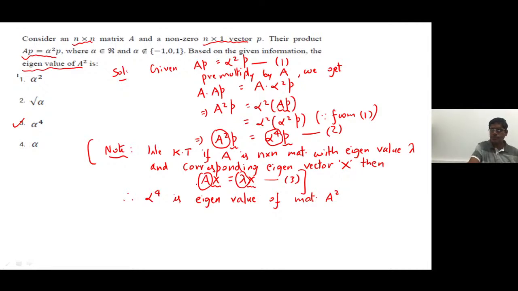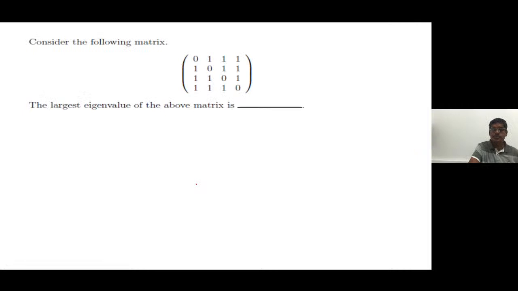Okay, moving to the next question. This is a computer science stream question. Consider the following 4 by 4 matrix: 0, 1, 1, 1; 1, 0, 1, 1; 1, 1, 0, 1; 1, 1, 1, 0. The largest eigenvalue of the above matrix.